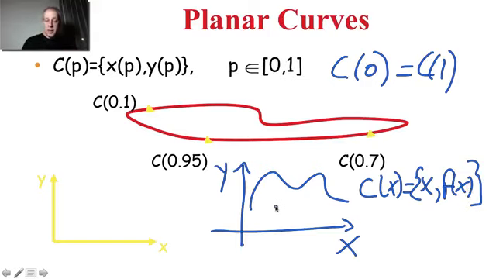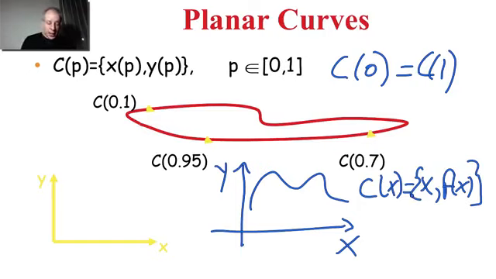Again, the difference between a function and a general curve is that for each one of these x's, there's only one y. And that's why it's called a function. There is basically a unique value. So it's a particular case of a curve. We could think about curves also as a generalization of functions on the plane.